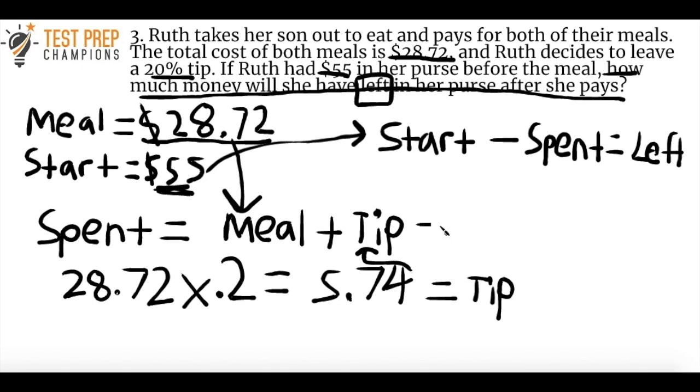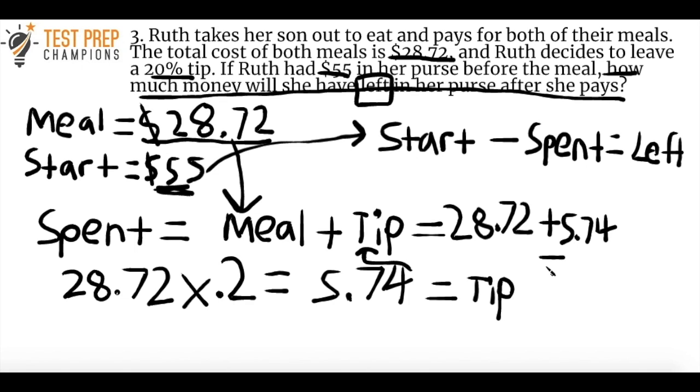So this value for the tip, 5.74, we can just plug that into the equation for the tip. So now we can figure out the amount that was spent because we know that the cost of the meal was $28.72, and we now know that the tip was $5.74. So we would want to just do this in our calculator for the sake of speed. You could add it by hand if you want to, but there's not much of a reason to.